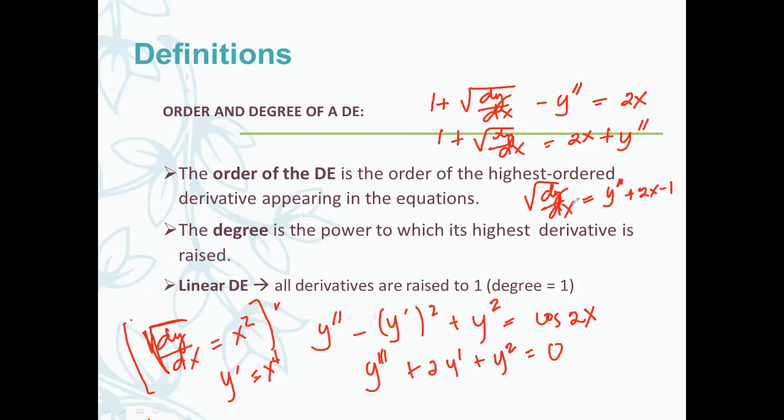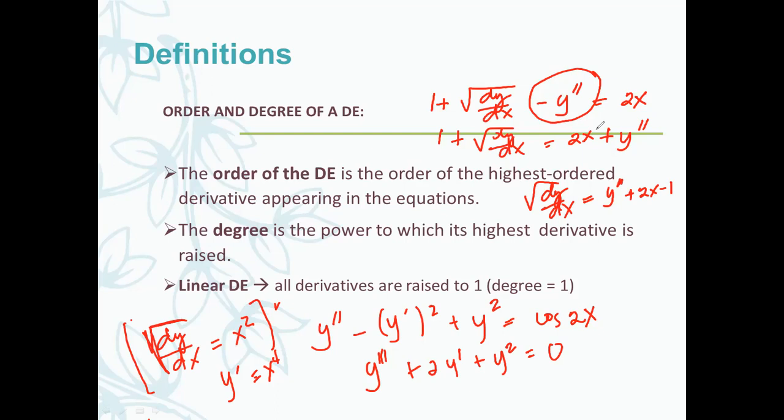So automatically, if you see such an equation as this, there's no need for you to simplify. Why? Because this is your highest order derivative and it's being raised to 1. So this is the basis of the order of the differential equation. You simply have to check what is the highest order derivative. If it stands alone, there's no need for you to simplify. So the order of this derivative is already the order of the DE itself. We don't care about the other terms here.